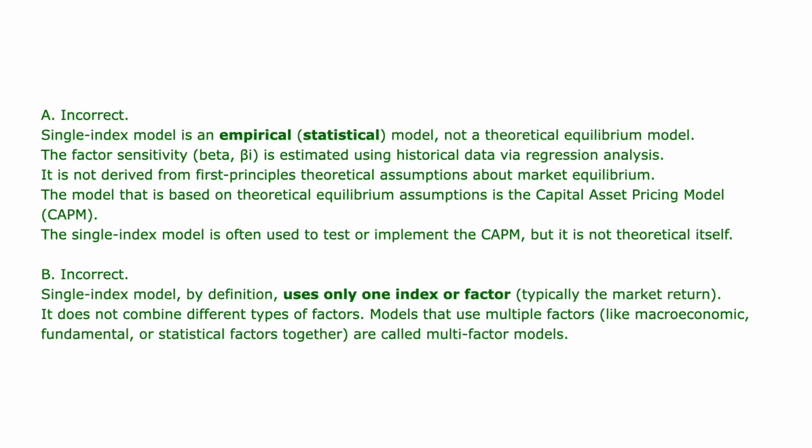Option A. It is an empirical or statistical model, not theoretical. Factor sensitivities, beta, are estimated from historical data via regression, not derived from equilibrium assumptions. Option B. It uses only one factor, market return. Models combining multiple factors, such as macroeconomic and statistical, are multi-factor models, not single index.